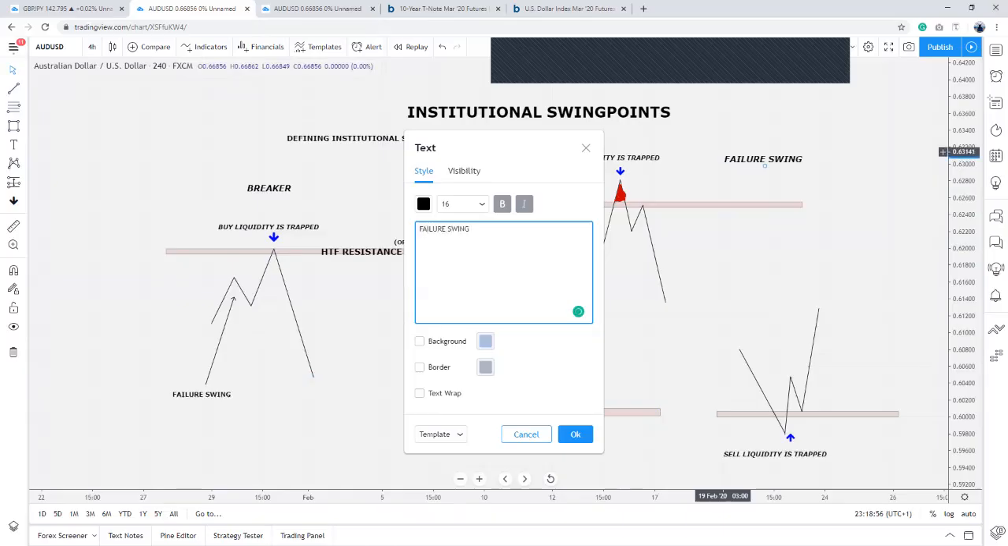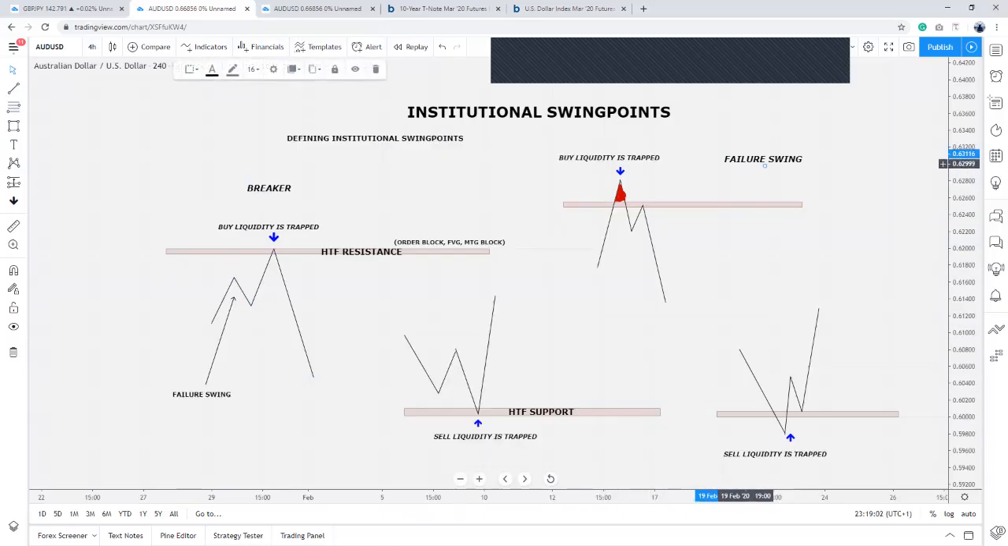In a couple of minutes, I'm going to show you how vital it is that you add this to your repertoire and to your knowledge base as an institutional trader, because what we're going to cover today is going to be mind-boggling. It's going to blow your minds. Now let's get down to this. As regards to institutional swing points, we have the breaker and the failure swing. I'm going to cover each section and explain in detail what they entail, and how funds' liquidity gets trapped via the breaker and via the failure swing in the marketplace.